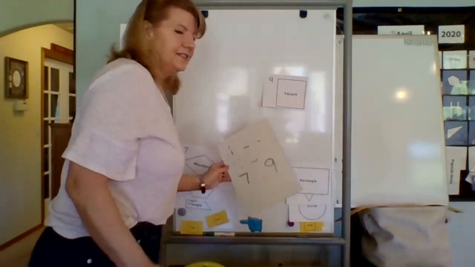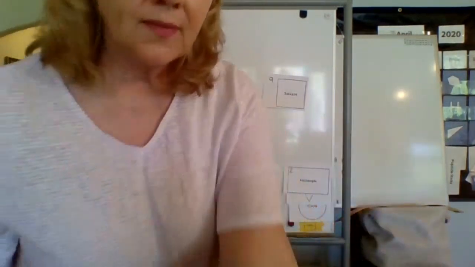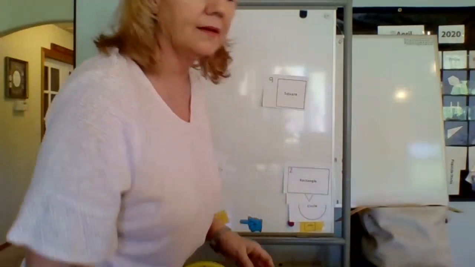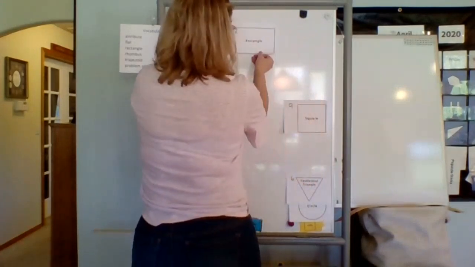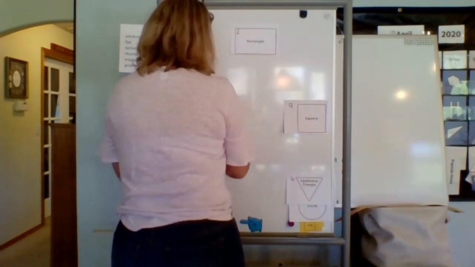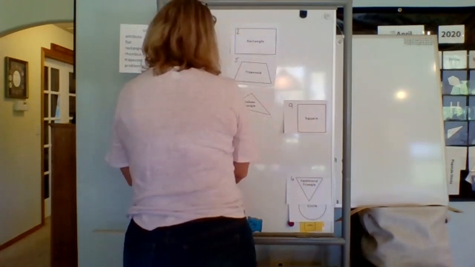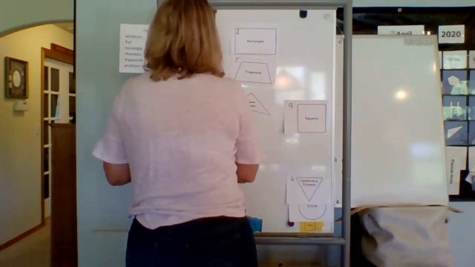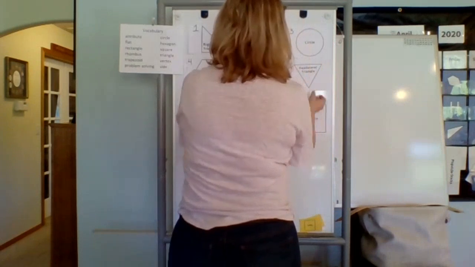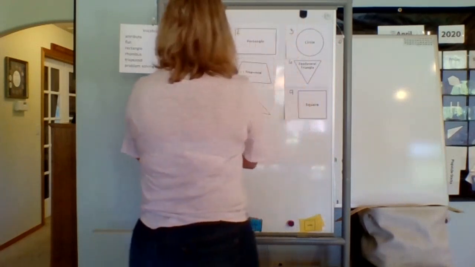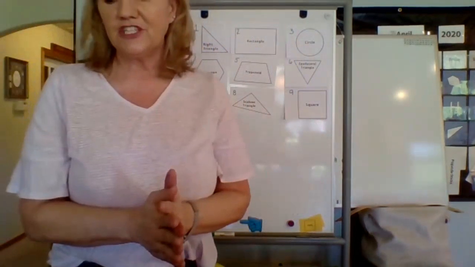Okay. At this time, you can erase your board and rewrite your numbers, or write your numbers again on your piece of paper while I put the papers up for you to see, while I reset the board. Okay, my board is reset. Are you ready for the next shape?